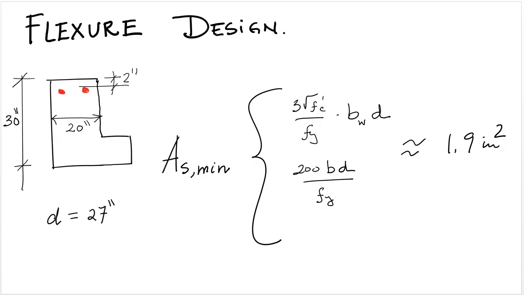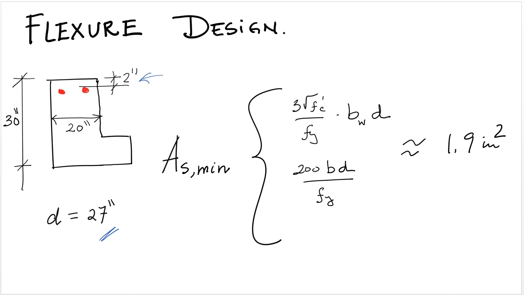For bending, the first thing we do is check the minimum steel, and in this case, with a d of 27 as a preliminary value, since we haven't decided on the longitudinal reinforcement yet, but that's going to be conservative because we have a clear cover of 2 inches. So 30 minus 2 is 28, and then we subtract 1 more inch to get to 27.